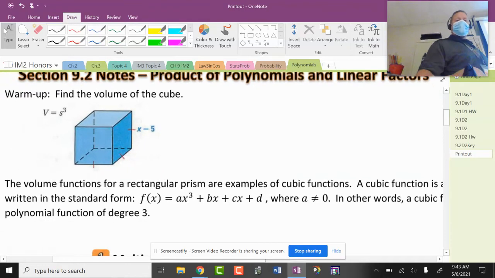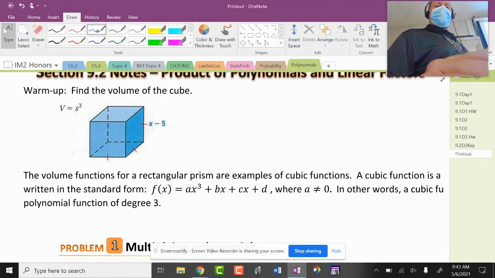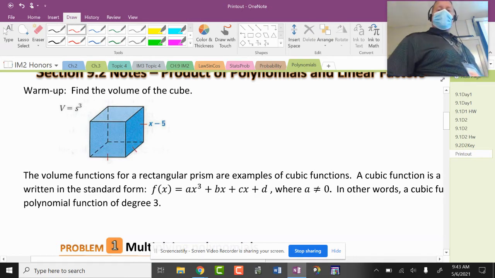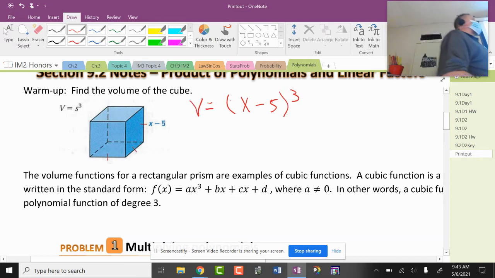So the volume of a cube is length times width times height. If all these sides are equal, they're all x minus 5, so the volume is x minus 5 cubed. That is the volume: length times width times height.